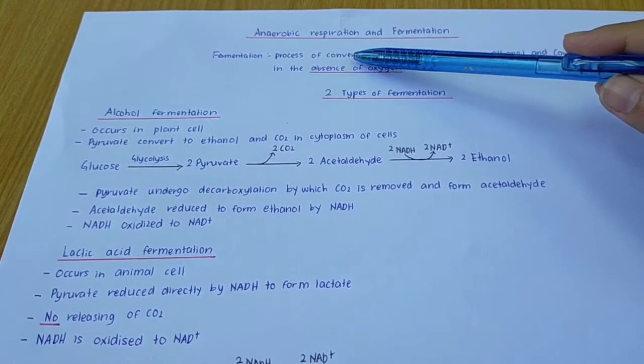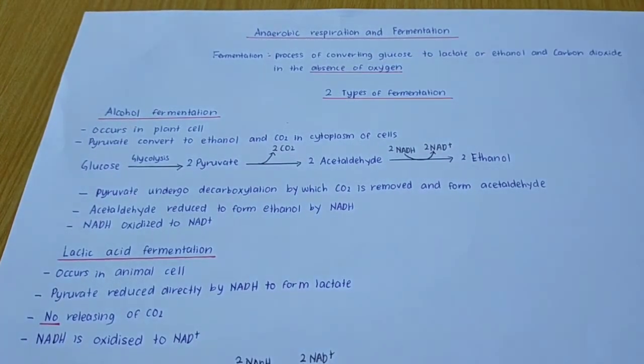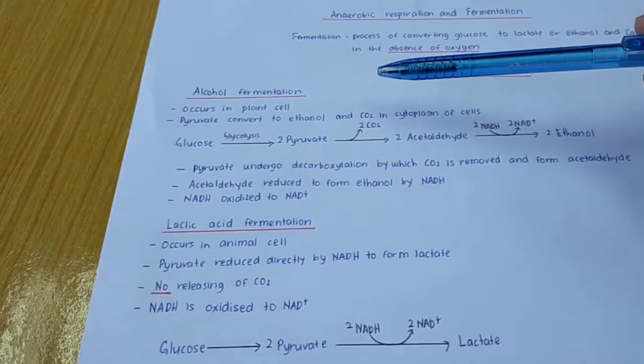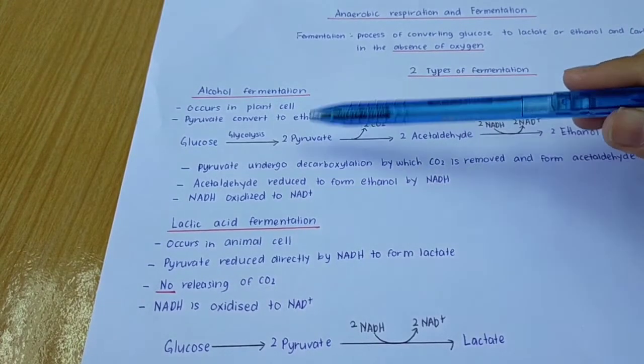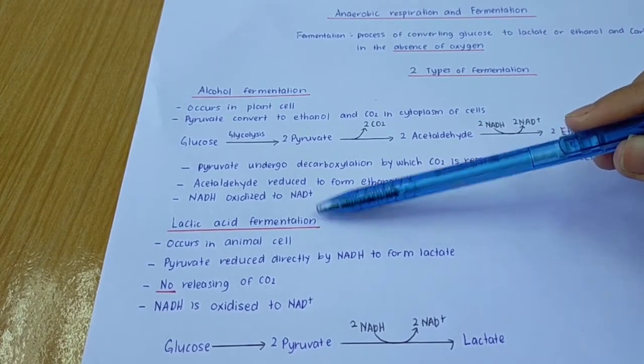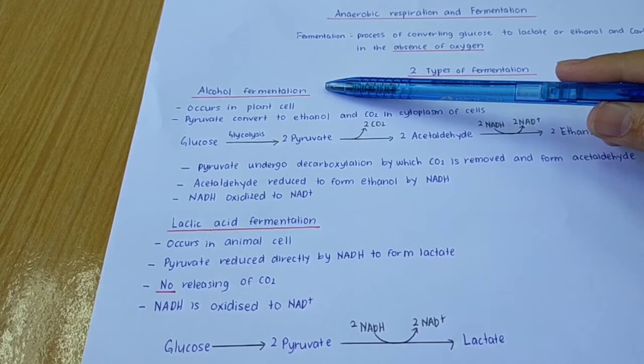So the keyword here is "in the absence of oxygen". Maksudnya dalam keadaan tak ada oksigen, so what happened to glucose? Glucose will undergo anaerobic respiration. Actually, there are two types of fermentation. The first one we call alcohol fermentation, the second, lactic acid fermentation. First, kita tengok dulu alcohol fermentation.